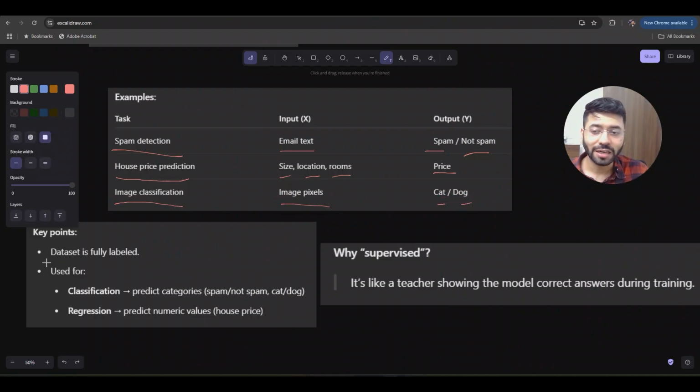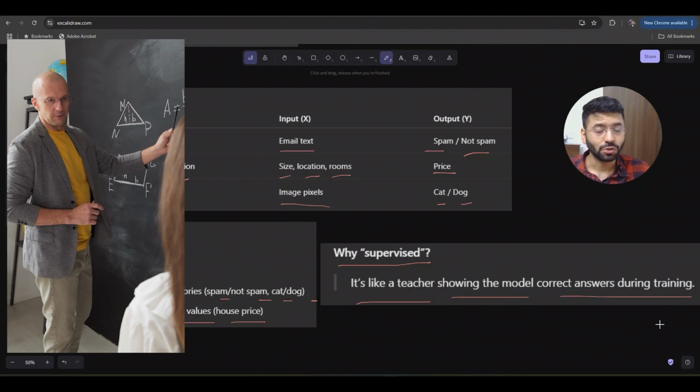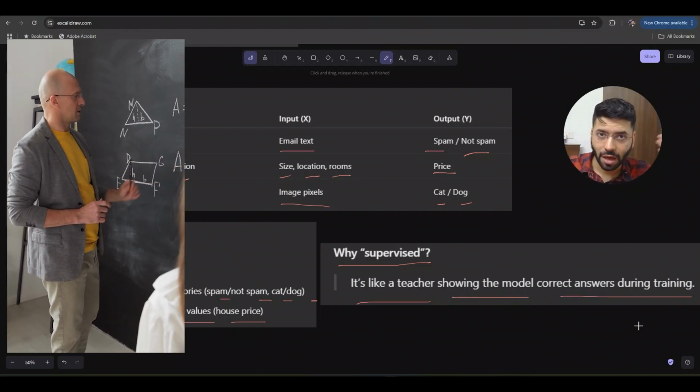The important part is that the dataset is fully labeled in supervised learning. As we just discussed in the examples, it can be used for classification, like spam versus not spam, or cat versus dog, and also for regression, like predicting numerical values such as the house price. Now why is supervised learning used? It's like a teacher showing the model correct answers during training. So basically you are training the model that this is the input, this can be the output.